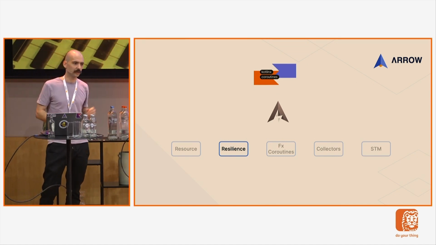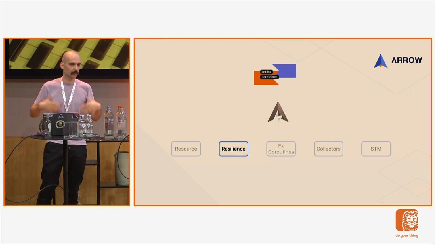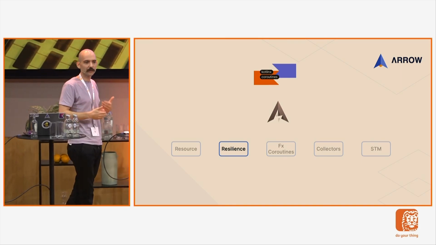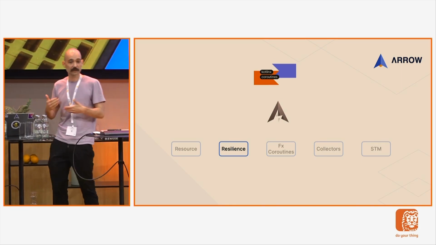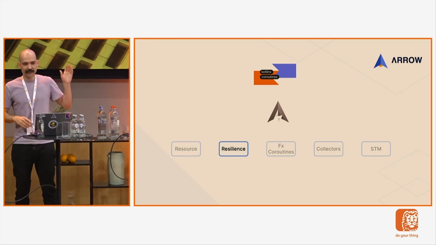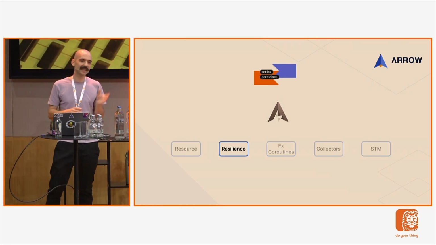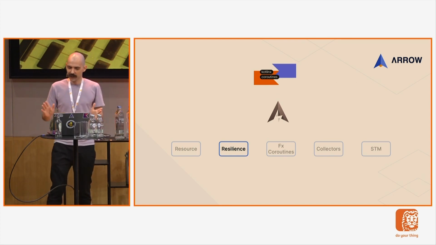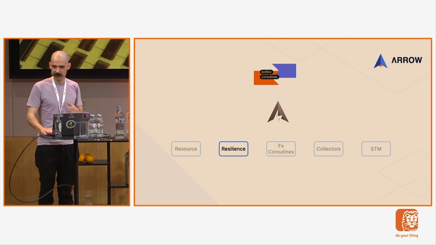The resource module is the same as the AutoClose module, but it has support for suspend and cancellation. FX coroutines offers high-level DSLs for racing and parallel operations, but also concurrent data types like countdown latches and cyclic barriers. We have collectors, which are like Java collectors, but for Kotlin coroutines, to build powerful and complex transformation data pipelines. We have STM, which is software transactional memory, an alternative to atomics, but that probably deserves a talk on its own. But today I want to focus on resilience, because I think that's an issue that we have to deal with on a daily basis.